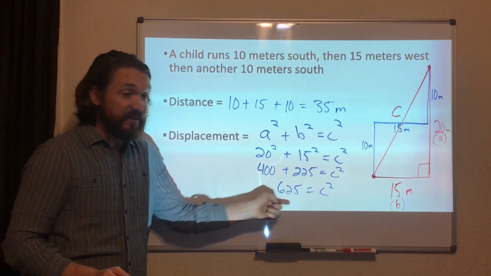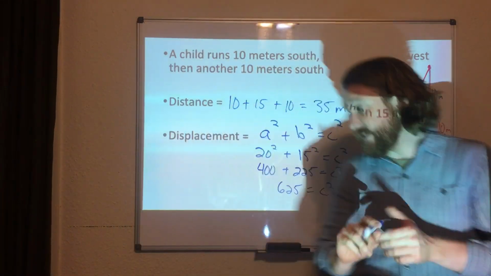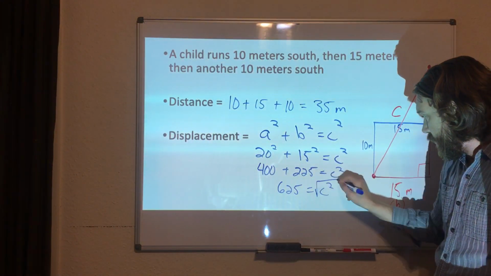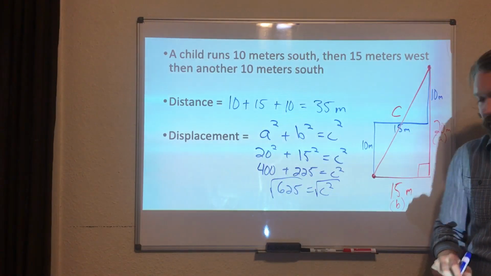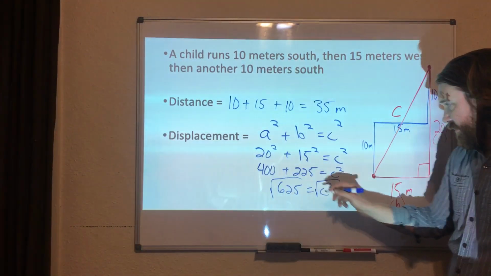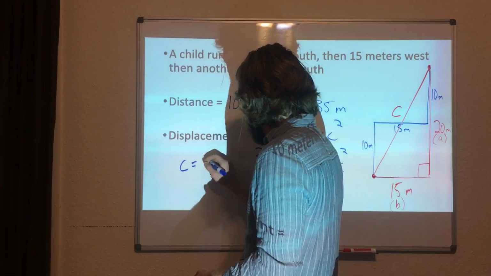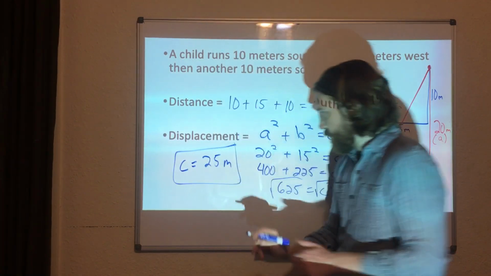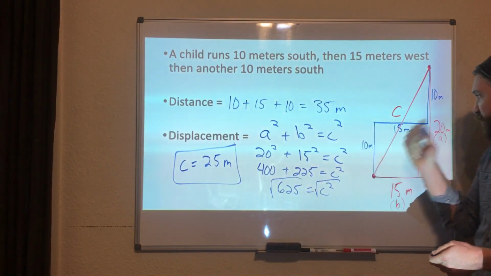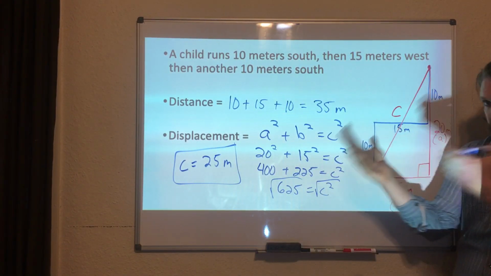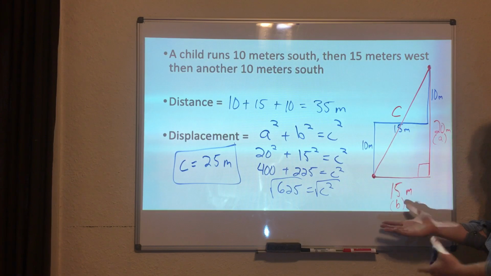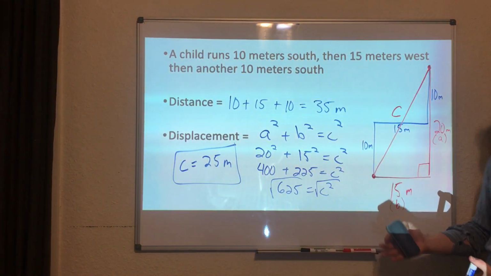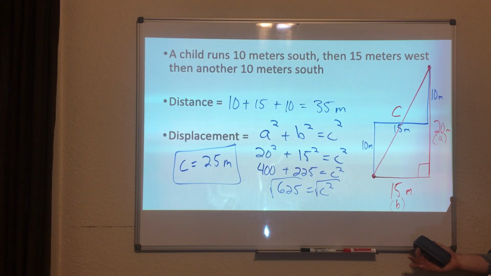And now this is not my answer. Remember, this is C squared. So we have to do the opposite of squaring, which is taking the square root. Plug that into your calculator, and you will get C is equal to 25 meters. Always with the unit. Always put your unit down. Again, copy this, work through it, write this down, pause the video. All right.